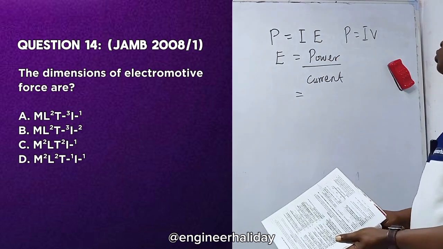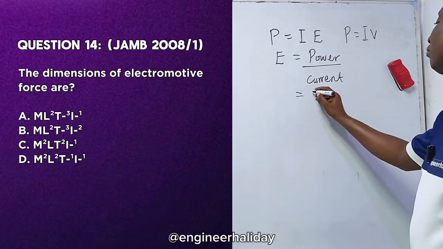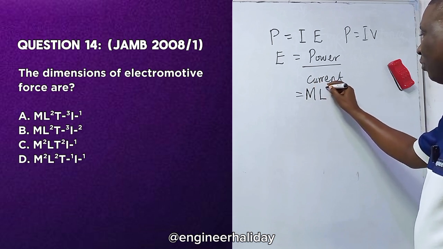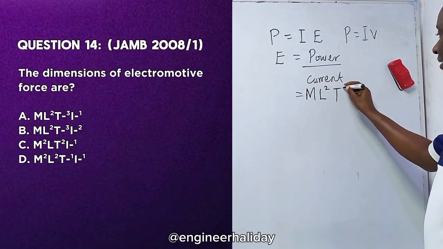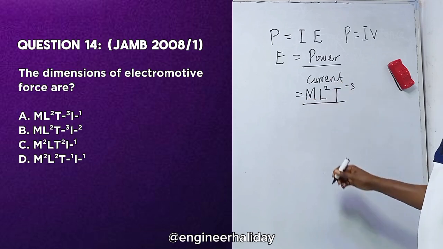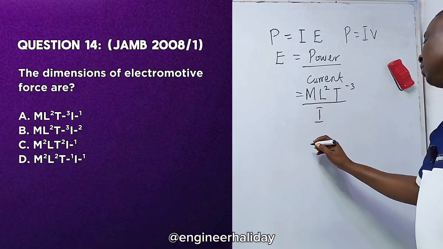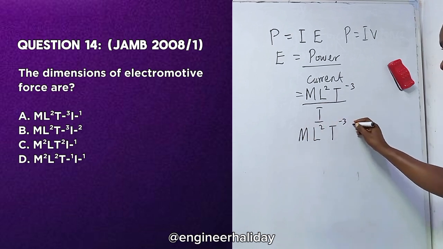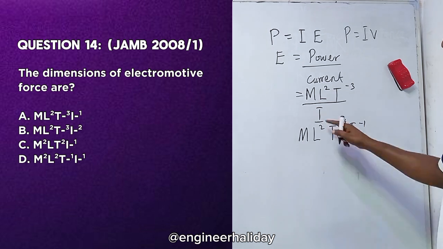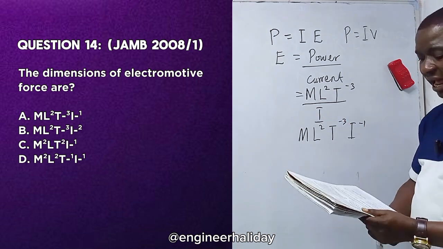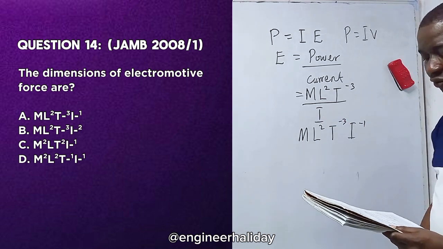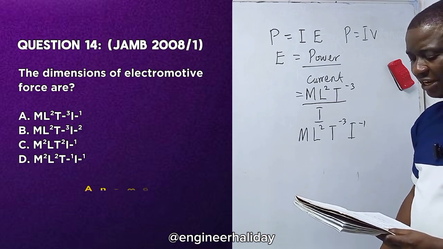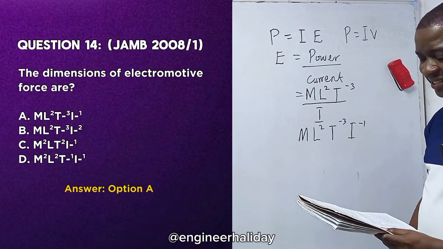What I want to do now is simply take power, which is ML^2 T^-3, we have done that one before. What is the dimension for current? Current is I. So our final answer becomes ML^2 T^-3 I^-1. Don't forget that I told you the dimension of current is I or A. It depends, but I is common. So option A says ML^2 T^-3 I^-1, which is the answer to that question.